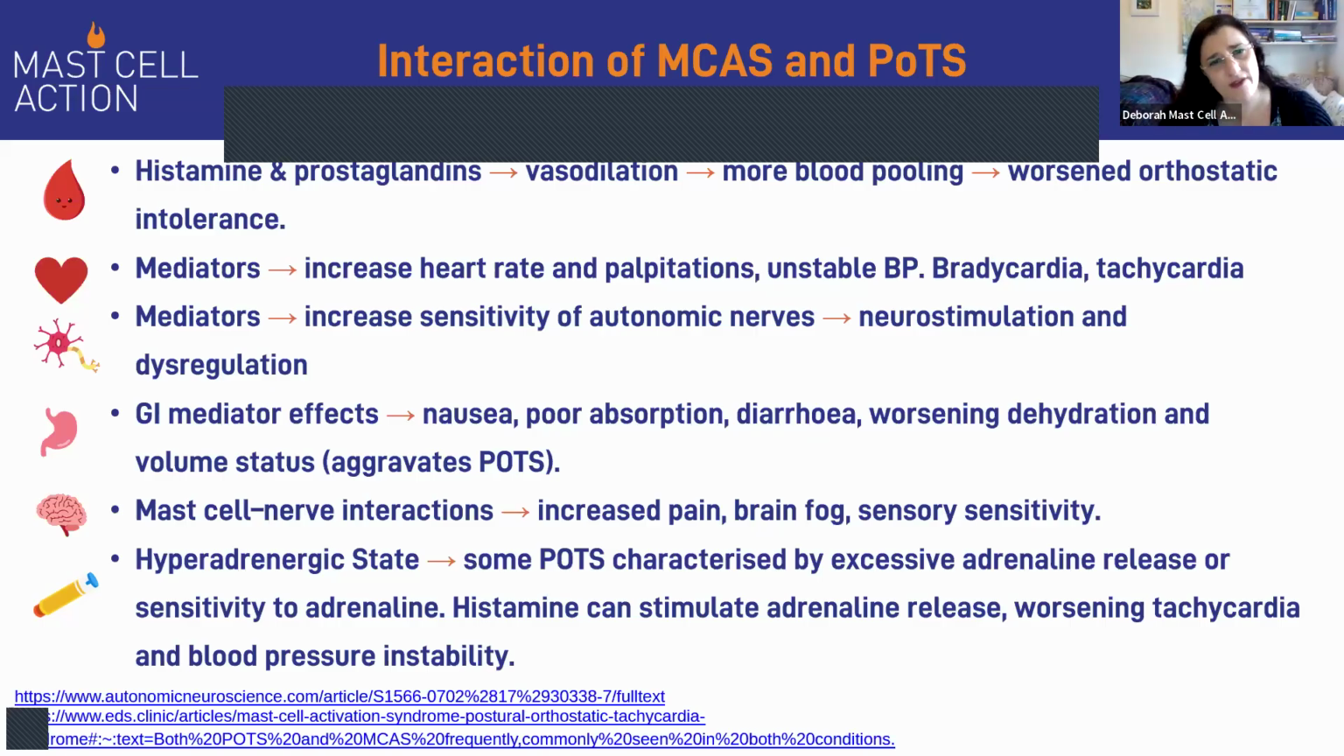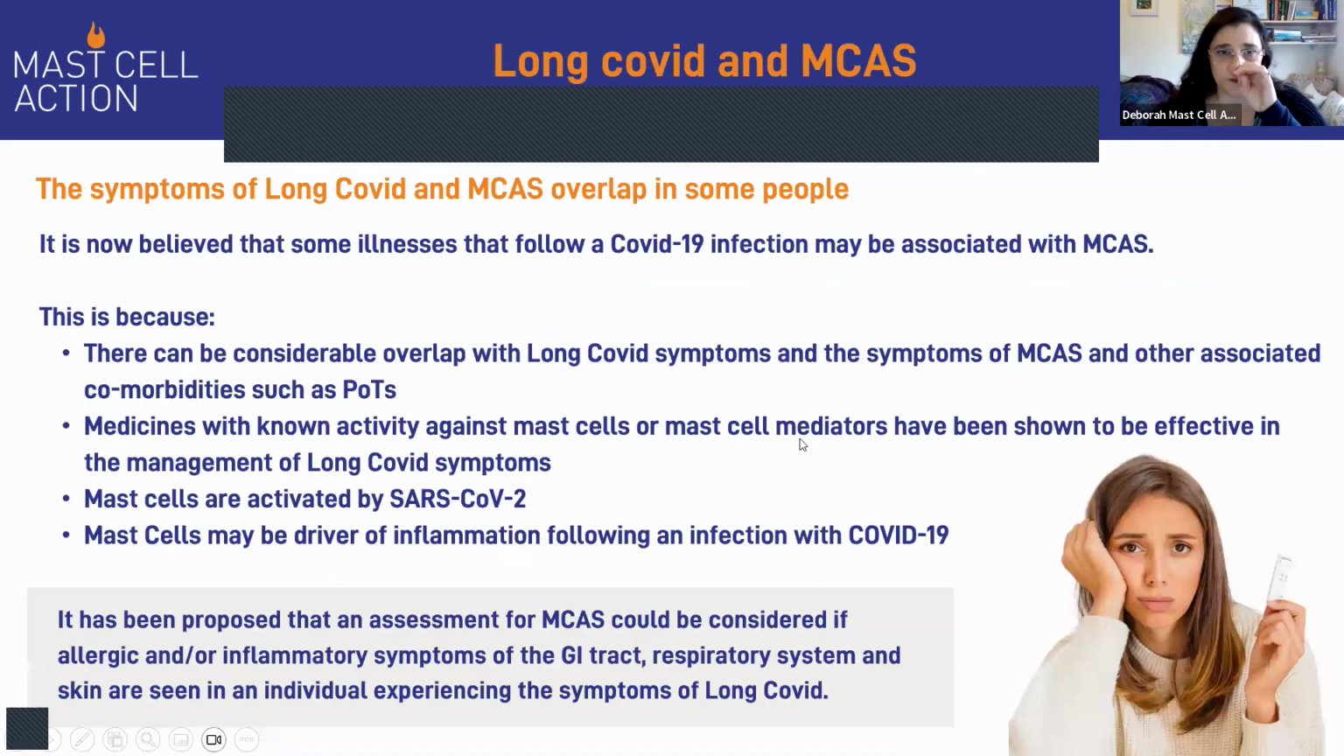And our bodies are so clever. We're producing too much histamine. So the body thinks, oh, we've got too much histamine. Let's release some adrenaline because that will calm it down. But of course, if you're sensitive to adrenaline or you've already got too much adrenaline, that then worsens your POTS and your dysautonomia. You get worsened tachycardia, worsened blood pressure instability, and all of the rest of it. So you can see there's a complex interaction there between MCAS and POTS.